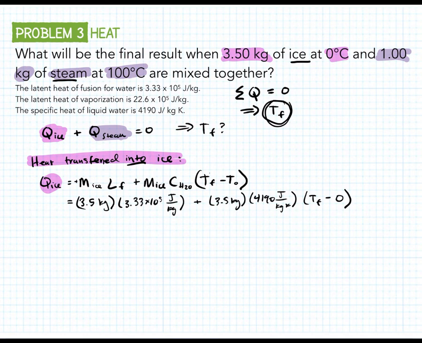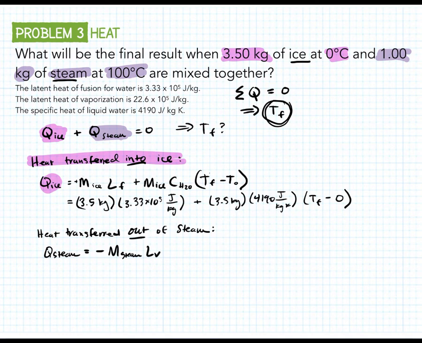Then we're going to talk about the steam. So heat transferred out of steam. So that's going to be Q steam, which is we're going to have to go from steam to water, and then we're going to cool down the water. So this is going to be M steam, L vaporization, because remember, we're taking the heat from the steam out and giving it to the ice. So that's where the negative sign comes from.